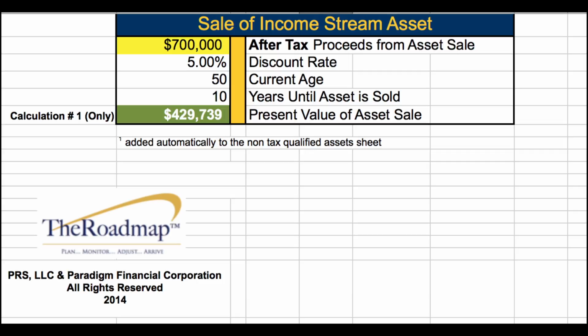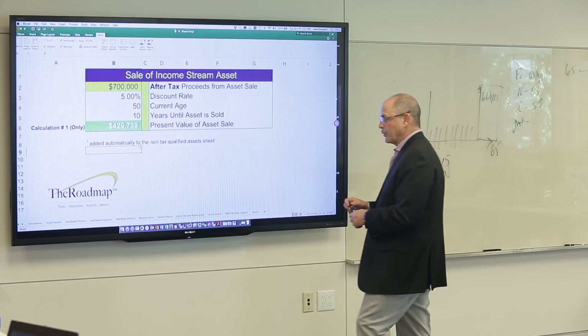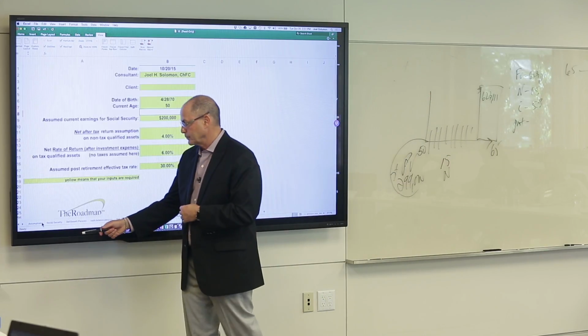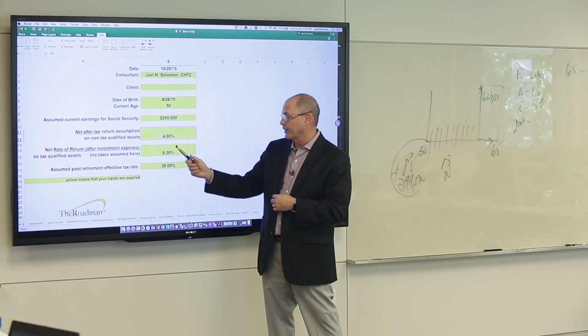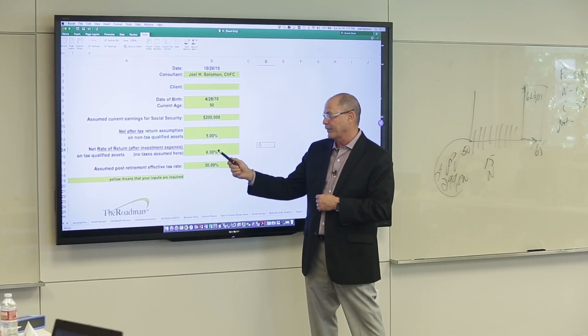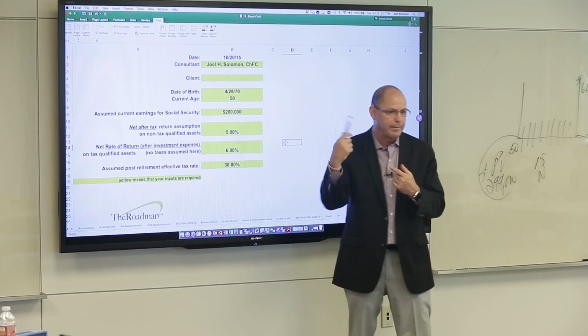I took all the need for you to do things. All you've got to do is input this stuff. We sent that to you. We emailed that to you. What's that? Well, no. So go to assumptions. If I don't manually put those things in, whatever I put here for tax qualified assets or non-qualified assets, it will automatically use that.